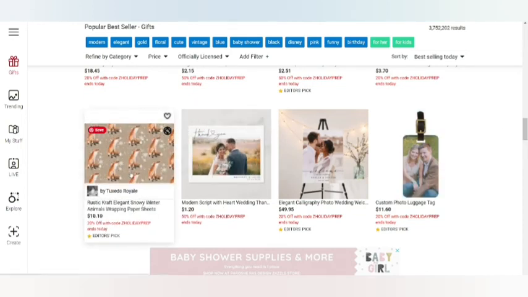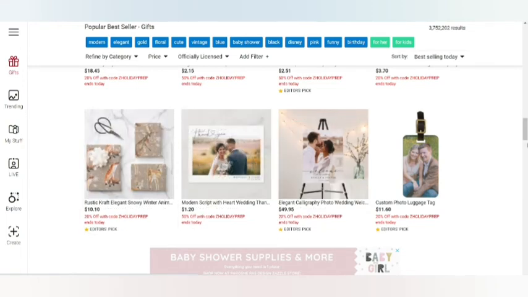Wrapping papers are popular because people would be purchasing them. Now this one is the snowy winter animal wrapping paper. That means it's a trending topic according to the winter season, according to Christmas. So people are more into purchasing wrapping papers for wrapping their gifts.